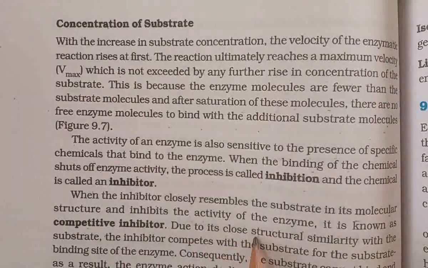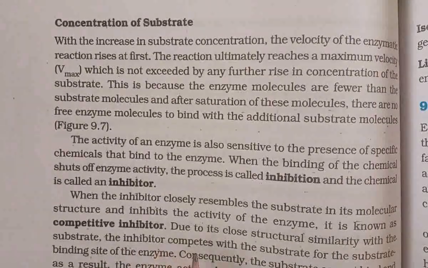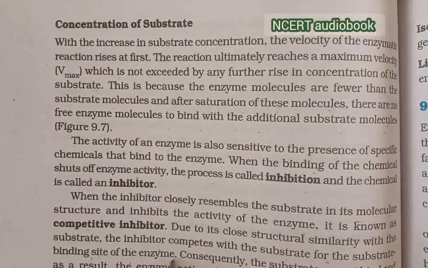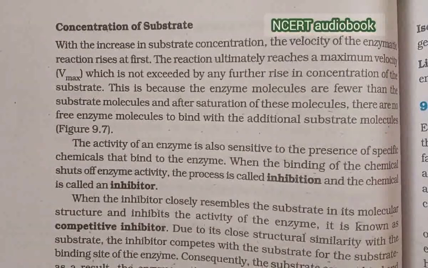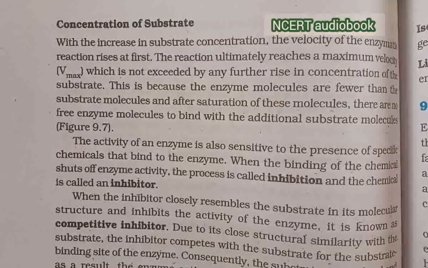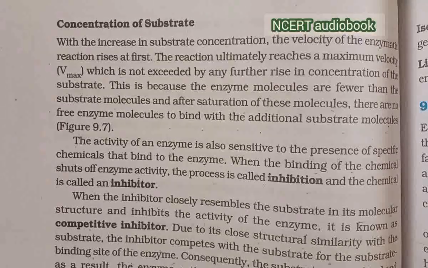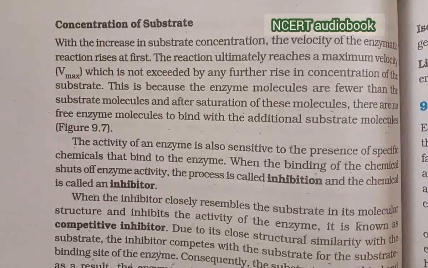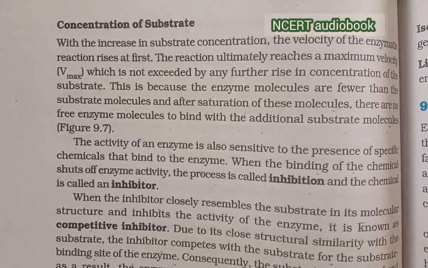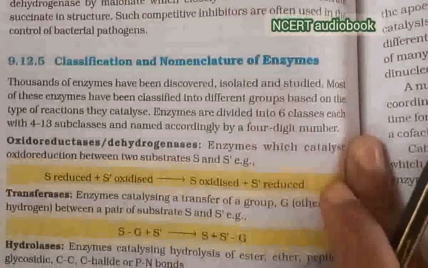Due to its close structural similarity with the substrate, the inhibitor competes with the substrate for the substrate binding site of the enzyme. Consequently, the substrate cannot be bound to the enzyme. As a result, the enzyme action declines. An example is the inhibition of succinate dehydrogenase by malonate, which closely resembles the substrate succinate in structure. Such competitive inhibitors are often used in the control of bacterial pathogens.